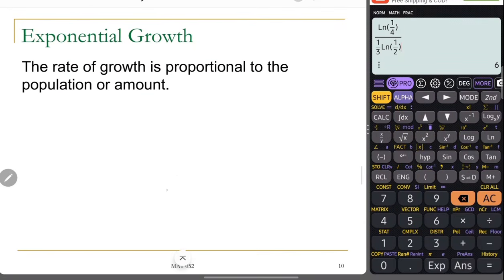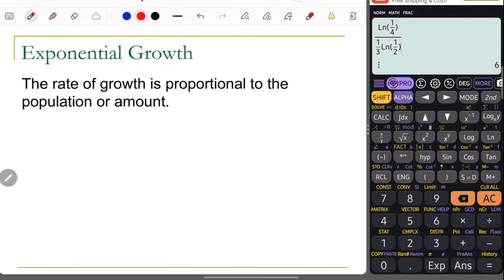Exponential growth and decay. The rate of growth is proportional to the population or amount. So that is equivalent to dp over dt proportional to the population. Convert that one to equals k times p.